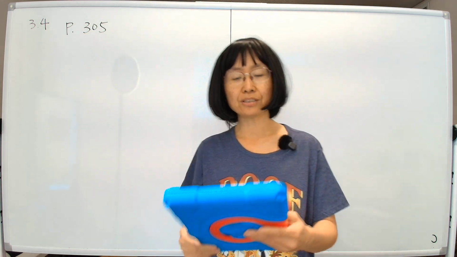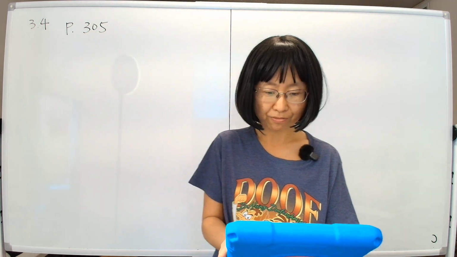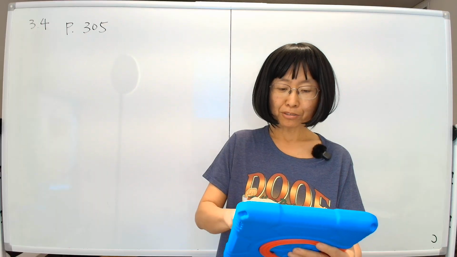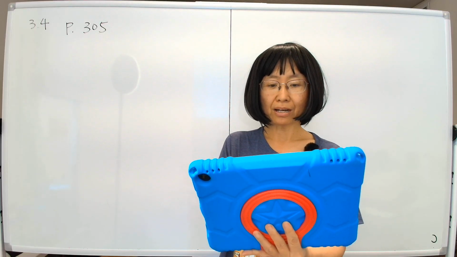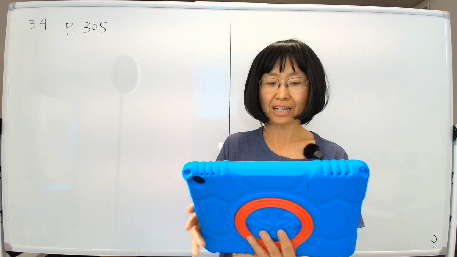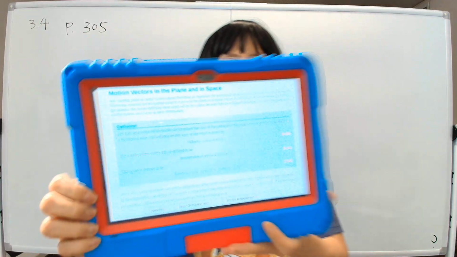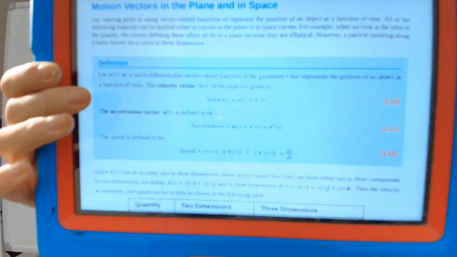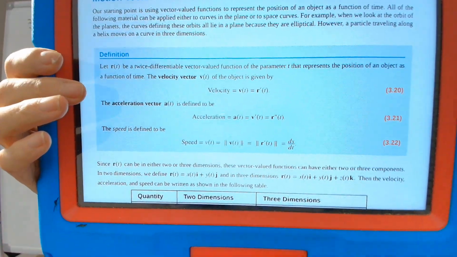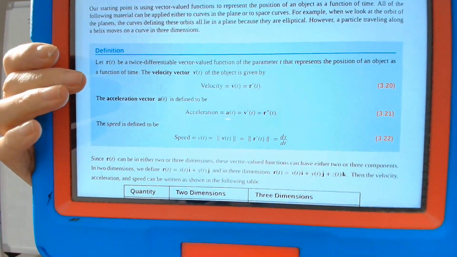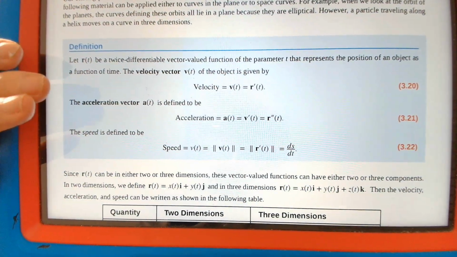Today we are going to do section 3.4, motion in space, on page 305. Now the motion, you might think that we're going to be talking about velocity and acceleration and such matters, and you are correct. The velocity is given by, first we have r of t, that's just the position. And velocity, as you might guess, is r prime of t.